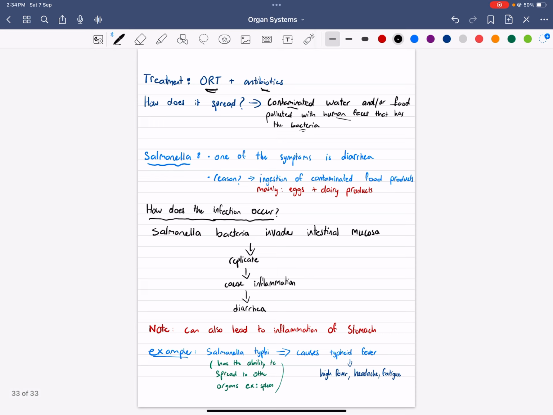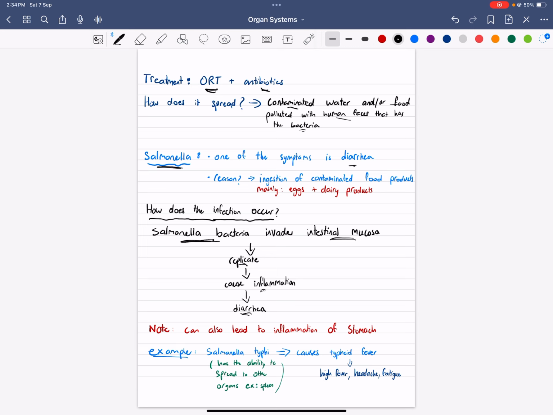And finally, we have salmonella, and one of the symptoms of salmonella is also diarrhea. And what is the reason for it? It's the ingestion of contaminated food products, and usually it's in eggs. That's why people tell you to not eat a large amount of raw eggs. It's better to stay away from anything raw because it can contain salmonella. And how does the infection occur? So it's a bacteria. Salmonella bacteria invades the intestinal mucosa. It replicates over there, causes inflammation, and eventually will lead to diarrhea.